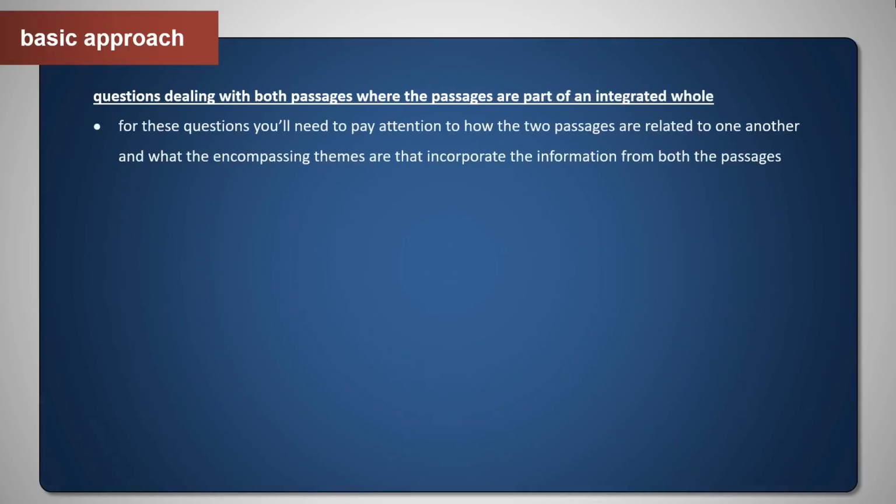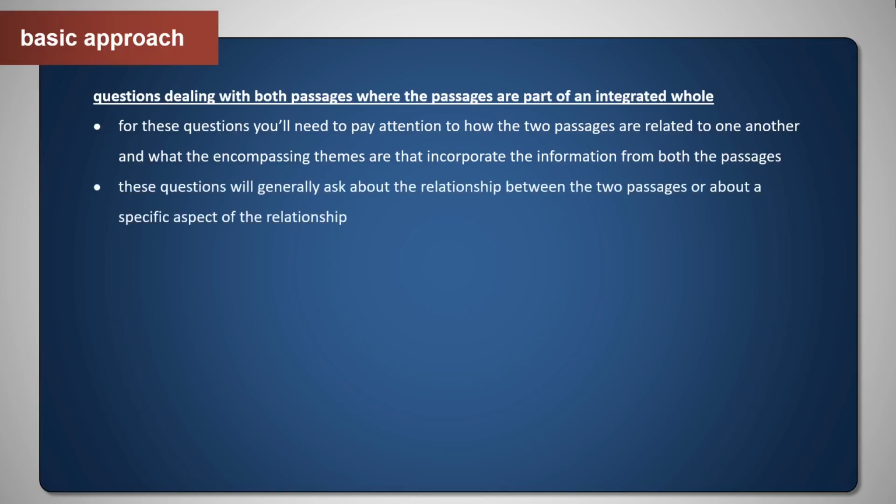now we're coming to a situation where we've got questions dealing with both passages, where the passages are part of an integrated whole. For these questions, you'll need to pay attention to how the two passages are related to one another and what the encompassing themes are that incorporate the information from both passages. So these are different from the variations we had reviewed up to this point, because in all the previous questions, you're approaching the two passages as if they were just two separate passages. For these questions, you have to think about the overlap and the relationships between the passages, because that's what you're going to be asked about.